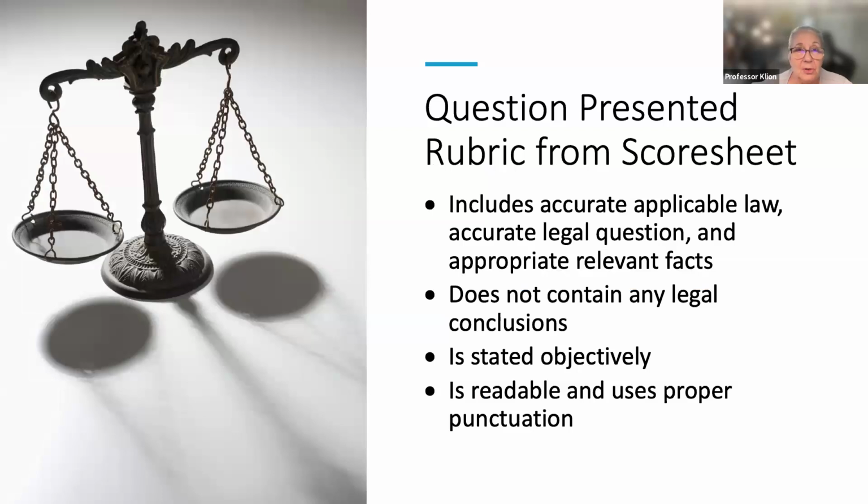Want to alert those of you that don't look at the score sheet to know what you are going to be graded on for your open memo. It now includes accurate applicable law, accurate legal question, and appropriate relevant facts, does not contain any legal conclusions, is stated objectively, and is readable and uses proper punctuation. The proper punctuation following a question presented would be a question mark. So here is an example of a high-scoring question presented from the final closed memo.